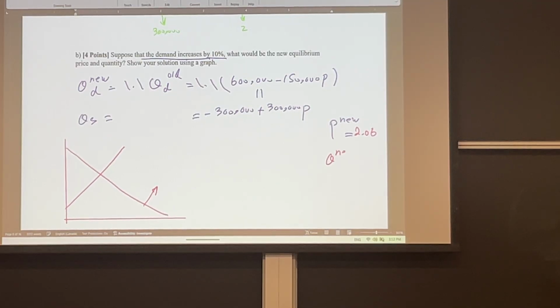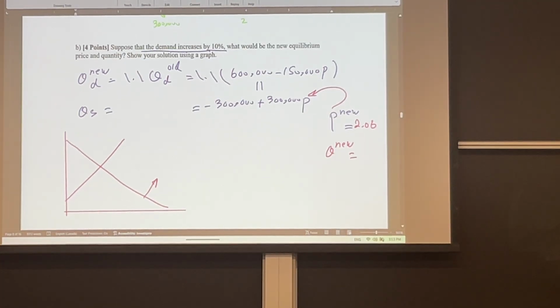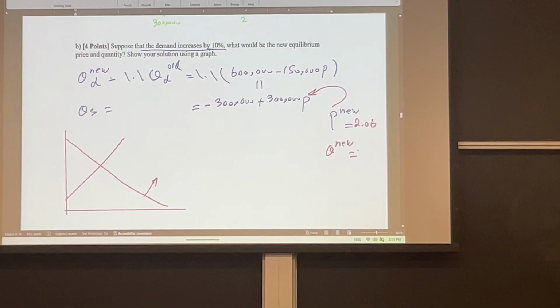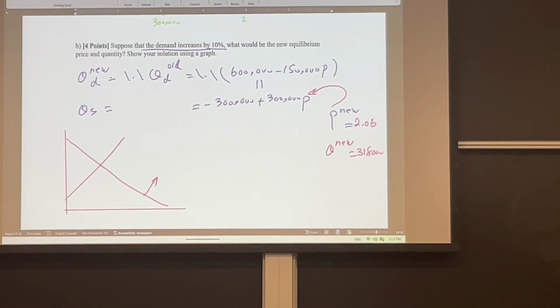Now give me the new quantity here as well. Just take this one, plug it there. It would be higher than 300,000. What do you get? 318? Rounded? You rounded to 318? Yes. Okay. Now I have to graph it.